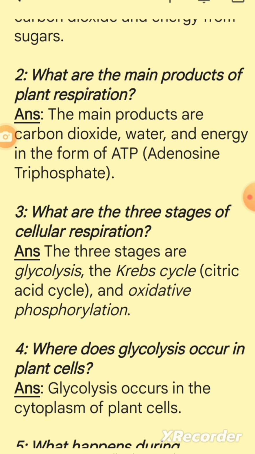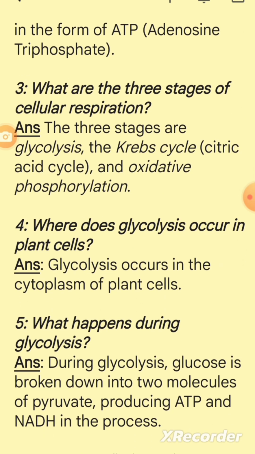Question 3. What are the three stages of cellular respiration? Answer. The three stages are glycolysis, the Krebs cycle (citric acid cycle) and oxidative phosphorylation.